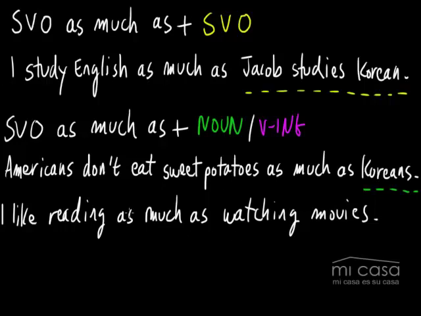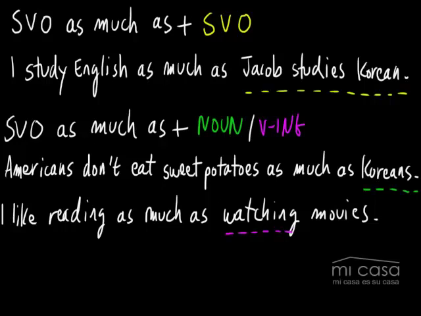So here again, we have a full sentence. I like reading as much as, and then an ing verb, watching, and then movies. So here, what are we saying? That my interest in reading is equal to my interest in watching movies, which actually isn't true. I prefer watching movies. But for today, let's just say that I like reading as much as watching movies.